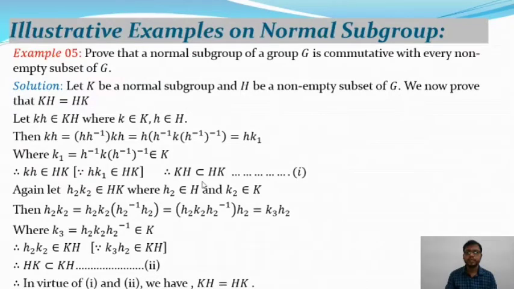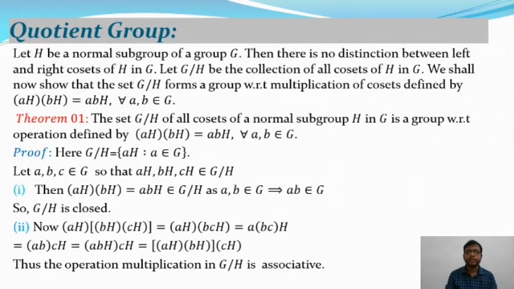Now move on to the second part of this lecture, and this is the quotient group. So here is the definition. Let H be a normal subgroup of G, then there is no distinction between left and right cosets of H in G. Let G slash H be the collection of all cosets of H in G. We shall now show that the set G slash H forms a group with respect to the operation of cosets defined by aH into bH equal to abH for all a, b belonging to G.